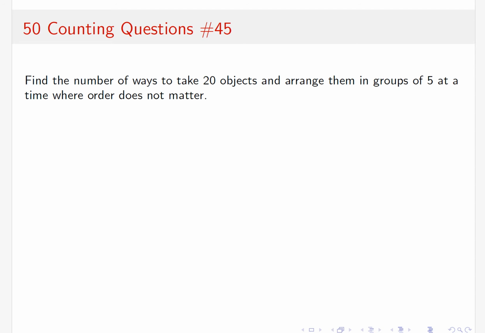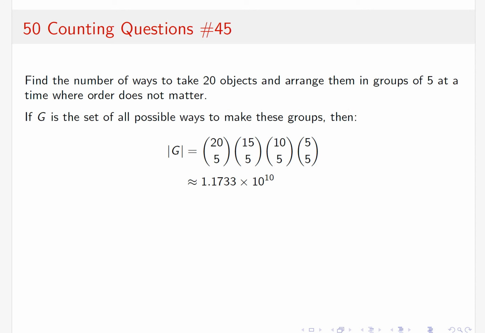Okay, find the number of ways to take 20 objects and arrange them in groups of 5 at a time where order does not matter. Well, I can start by choosing a group of 5 unordered objects from 20, but that leaves 15 to choose from. So then I choose a group of 5 from those 15, but then there's 10 left over, and I choose a group of 5 from them, and then 5 choose 5 is 1. So this is what it comes out to.